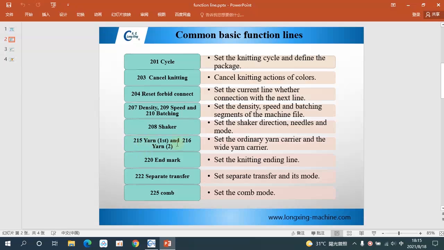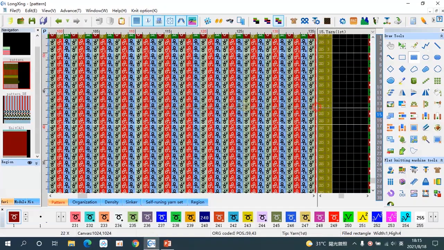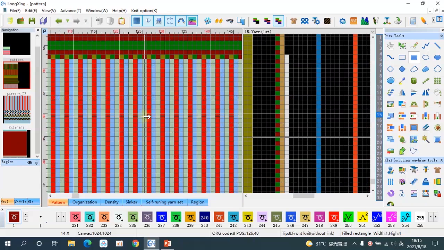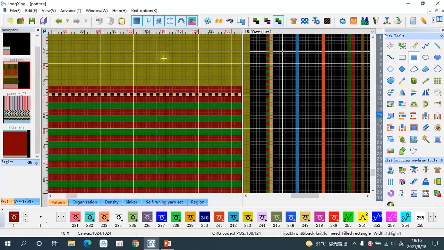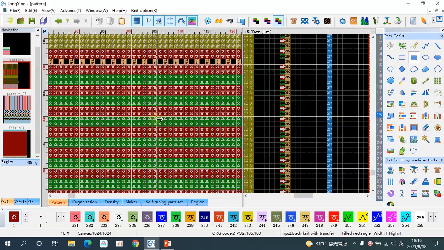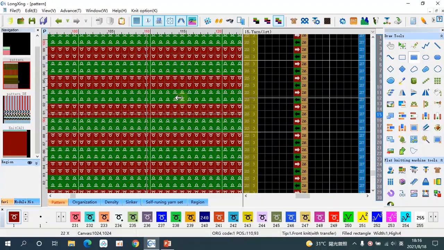215 and 216 yarn carrier. 215 can set the ordinary yarn carrier, and 216 sets the white yarn carrier. Now in this pattern, you can see this part uses two yarn carriers. The ordinary yarn carrier is 3 and the white yarn carrier is 7. Now in this part, there is only one yarn carrier, and the yarn carrier is 3.